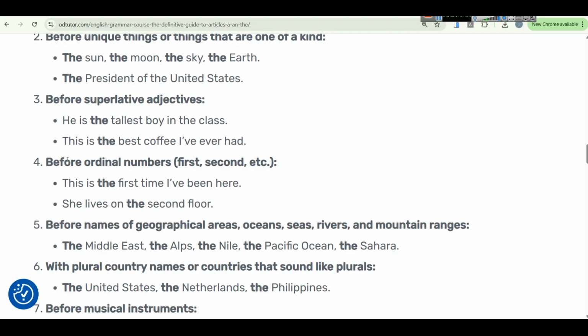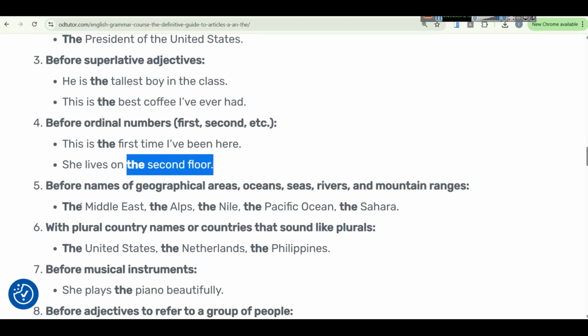It is also used before ordinal numbers. Ordinal numbers are used to define orders. This is the first time I have been here. She lives on the second floor. Here, the terms first, second are representing an order, a sequence.